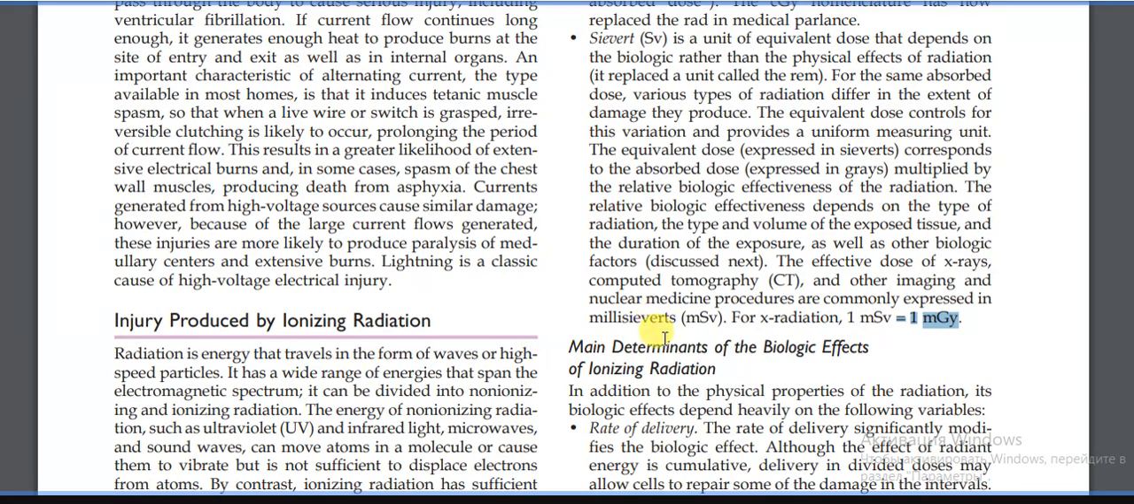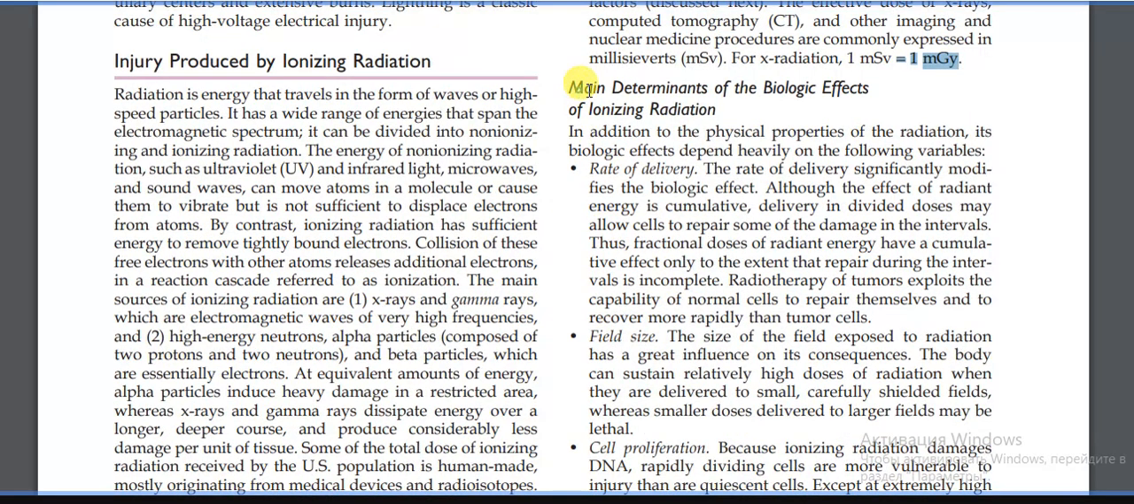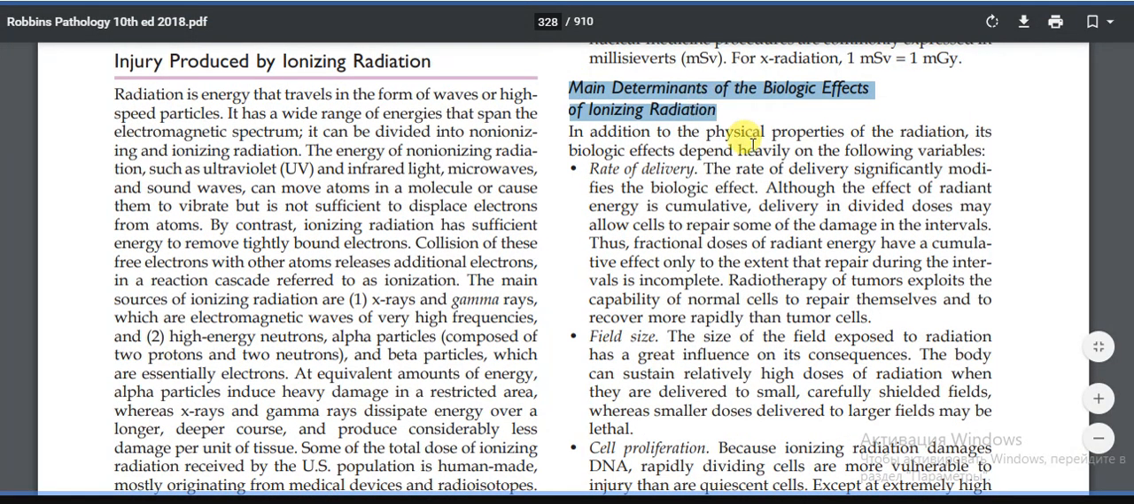So, the main determinants of the biologic effects of ionizing radiation. In clinic, you'll discuss this radiation and how to treat it. So let's talk about this. Rate of delivery. The rate of delivery significantly modifies the biologic effects.